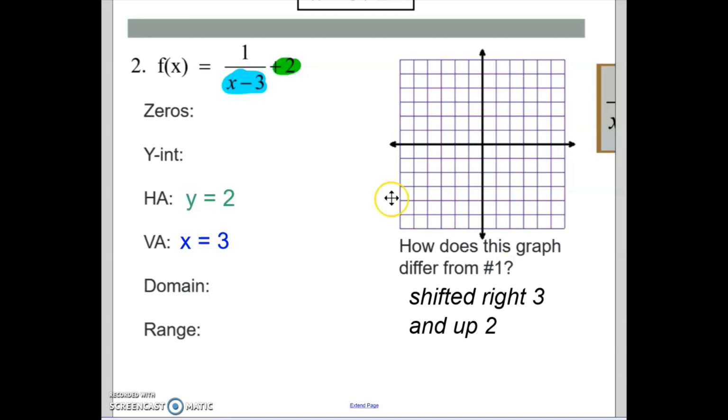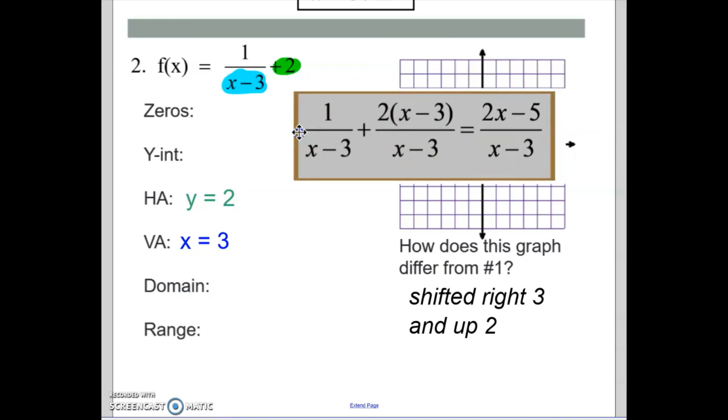We want to look at our rational functions as a single fraction because it makes a lot of the other things we have to find, like x-intercepts and y-intercepts, a little bit easier. And in the future, holes in the graphs and slant asymptotes. So we're going to combine these fractions. Let me drag that work out here so you can see it.